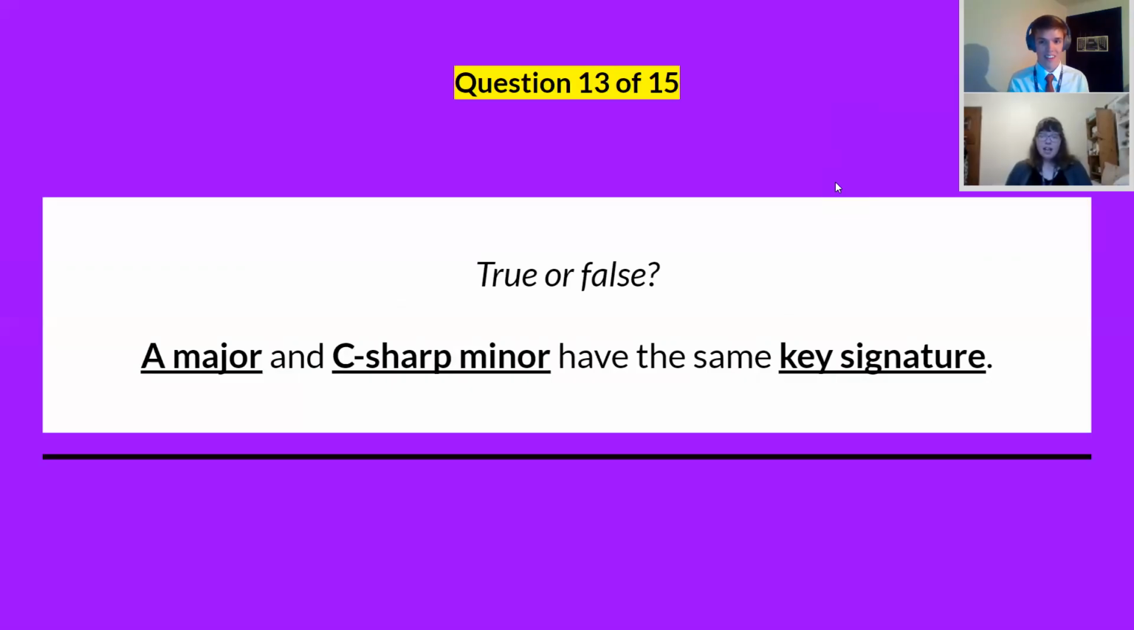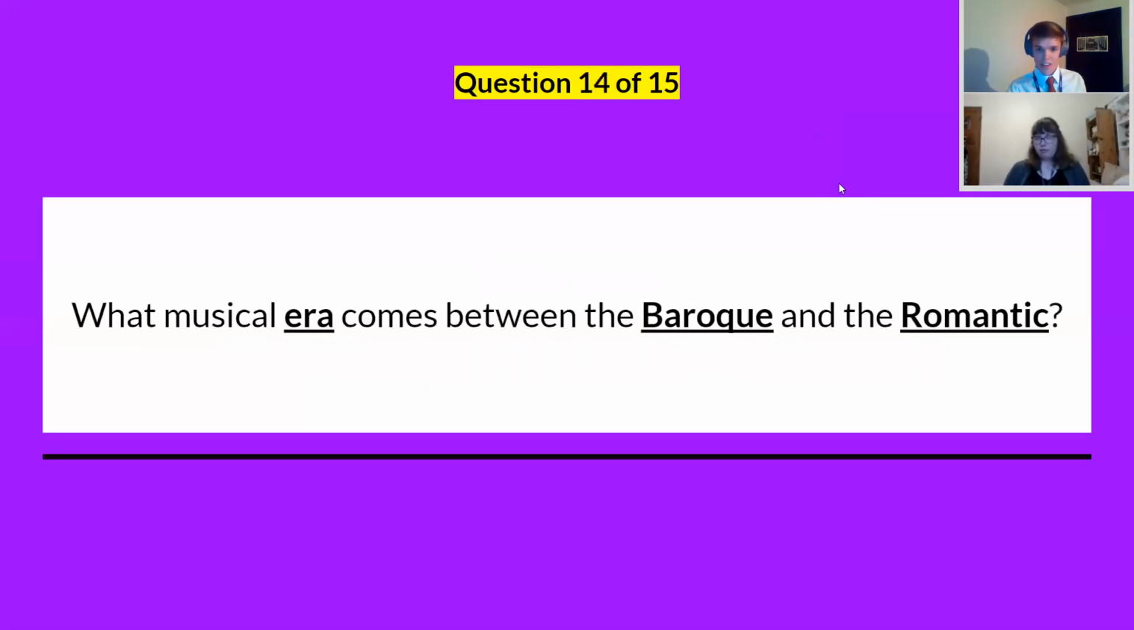Question 13. Another true or false. A major and C sharp minor have the same key signature. Now try and think, how do we get from a major to its relative minor? Are we going in the right direction here? Oh, it's not a true or false question. Oh well, another time.